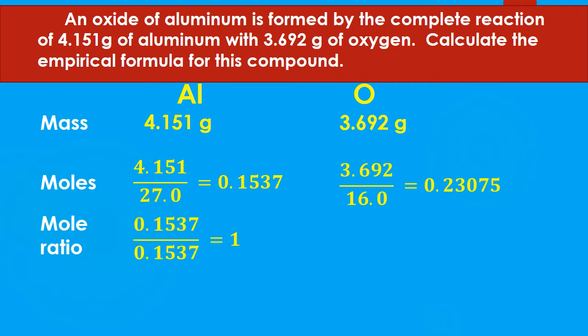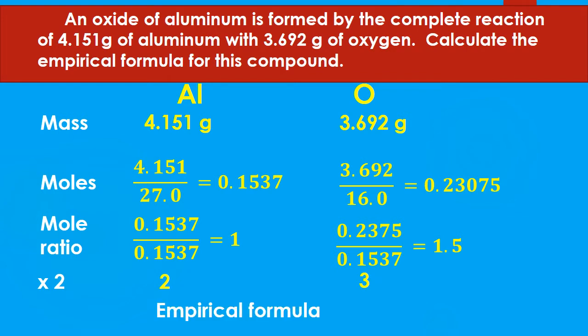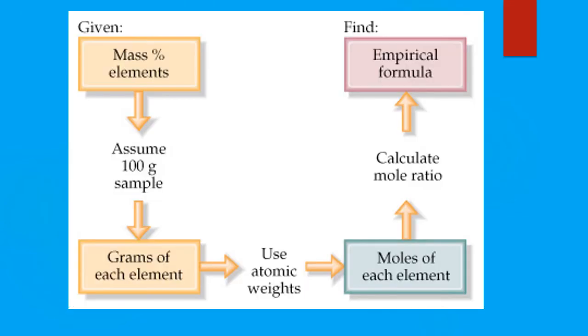We get 1 mole for aluminum and 1.5 moles for oxygen. Now, we didn't get a whole number. And if you go back to the steps, we said if you don't get a whole number, you need to multiply it by some factor that will give us a whole number. So we're going to multiply the 1.5 and the 1, multiply both of them by 2. So that gives us 2 aluminums and 3 oxygens. So the empirical formula for this compound is Al2O3.